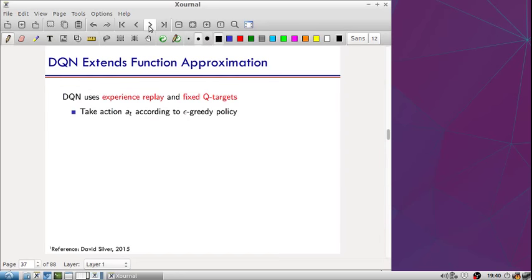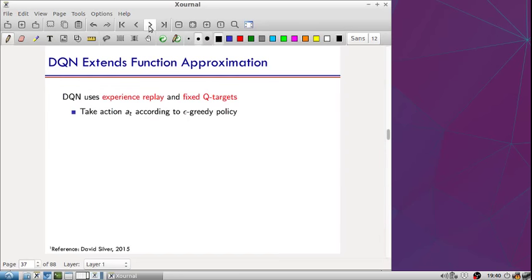Okay, so in Q learning, we'll do as usual. We'll take an action A_t according to whatever Q value we have. It's a function approximated Q value, but still we can take the action that maximizes the current Q value at the current state, or we can take an action at random. That is the epsilon greedy policy.